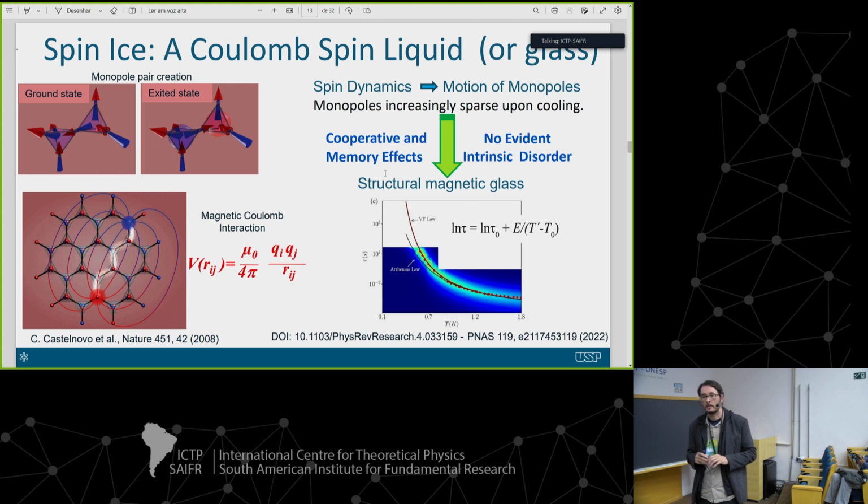That's right. So my question is, are these transitions all second order to the ordered phase? Or can you have examples of first order transitions? We do have an example of a first order transition. Erbium titanate, it's a first order transition.